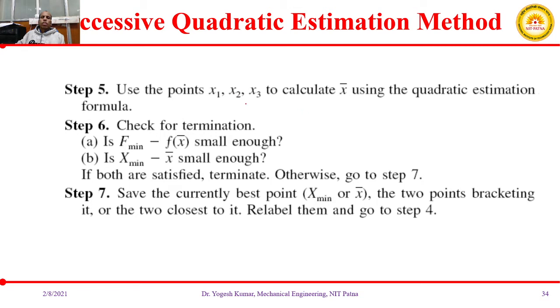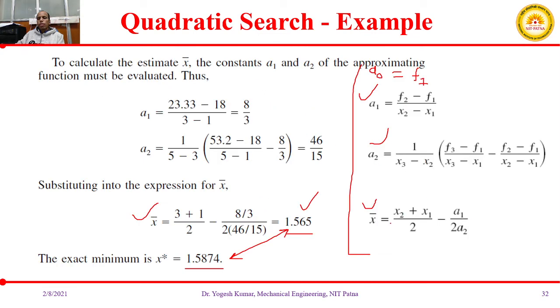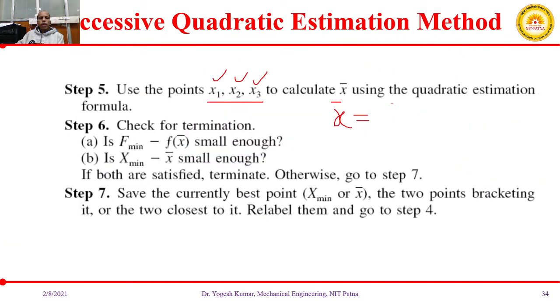step 5. In step 5, since we are having three consecutive points x1, x2 and x3, we will calculate x bar using the formula which was given in the quadratic estimation method. So what was the formula? x bar equal to (x2 + x1)/2 minus a1/(2a2). So using this quadratic approximation formula, we will calculate the value of x bar.